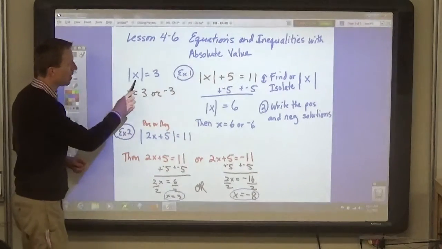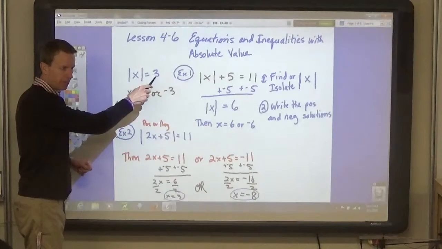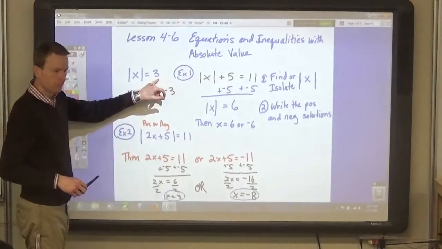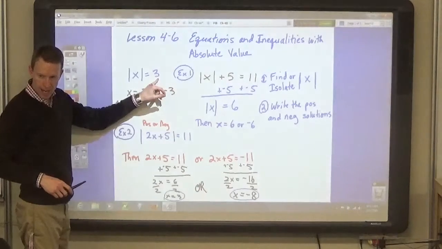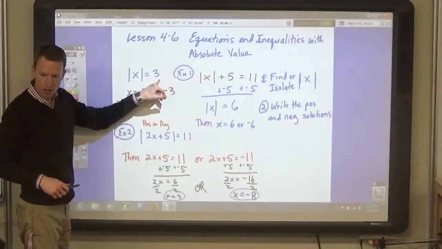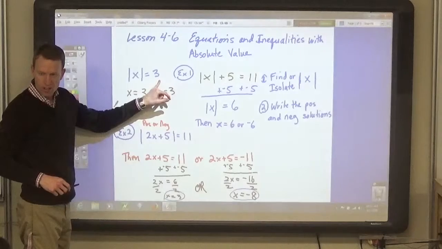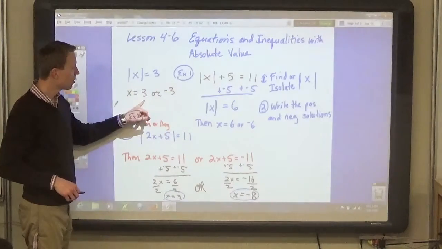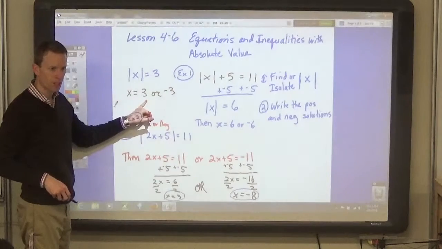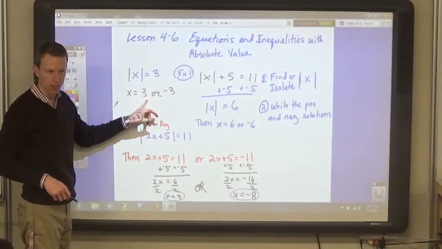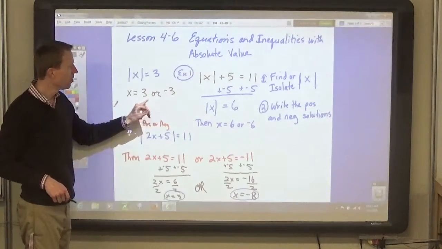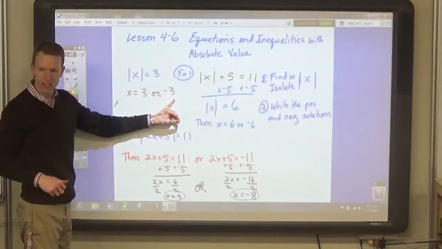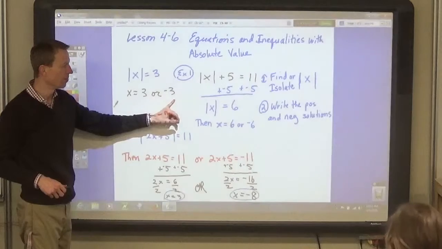Alright? The absolute value of x is 3. You can think of that as being 3 spaces from 0 on a number line, right? So, x could be 3, because 3 is 3 spaces from 0. And x could be negative 3, because negative 3 is 3 spaces from 0.